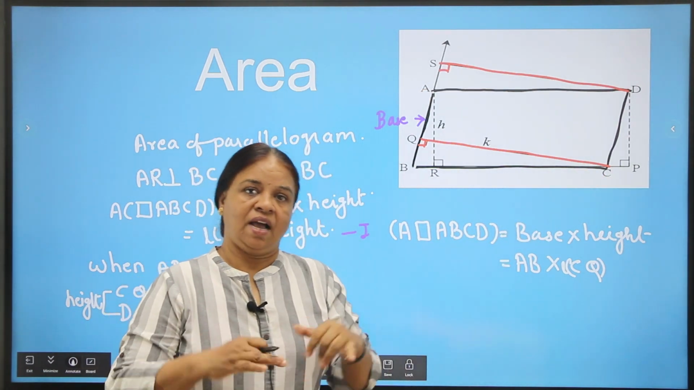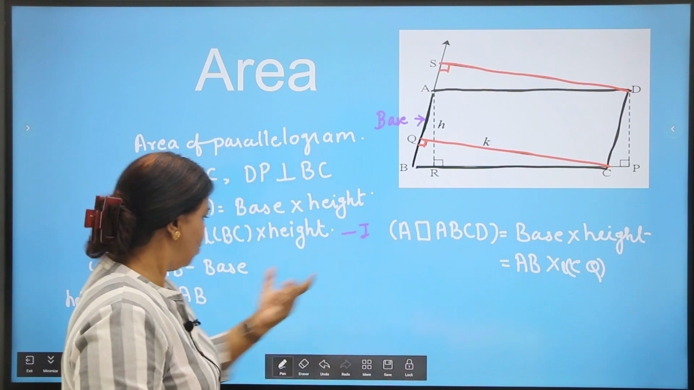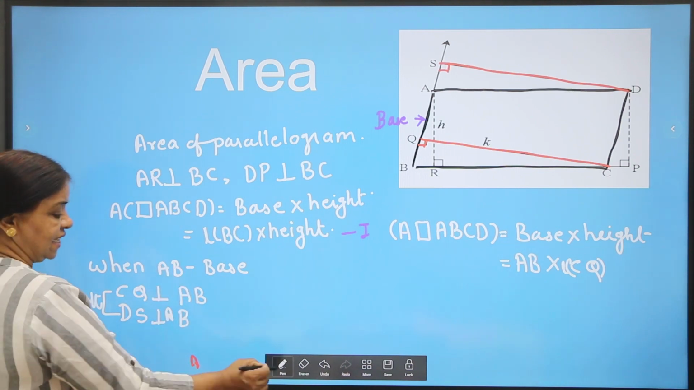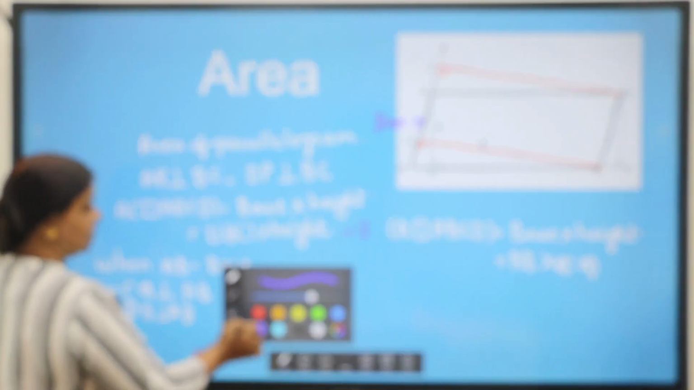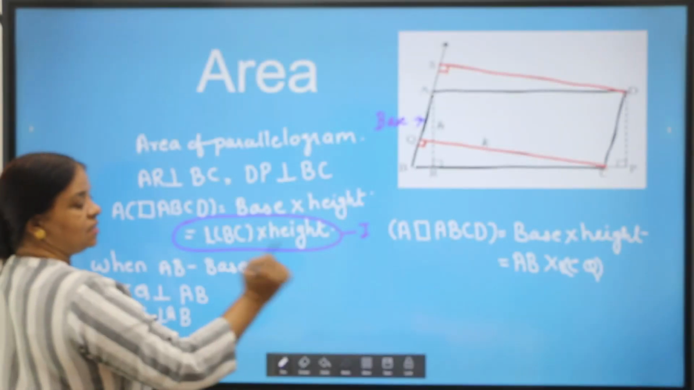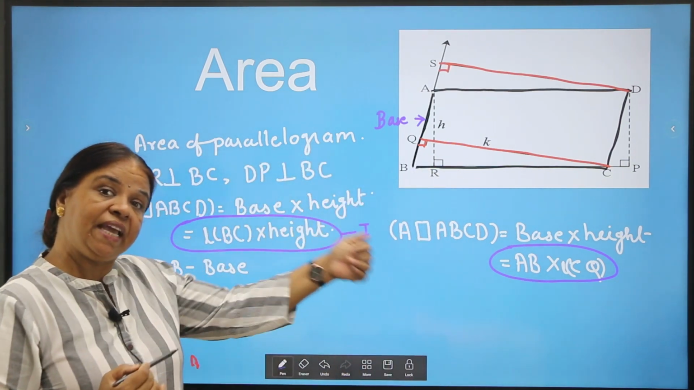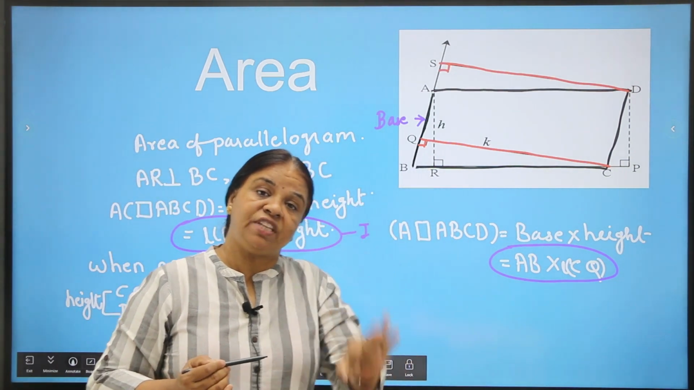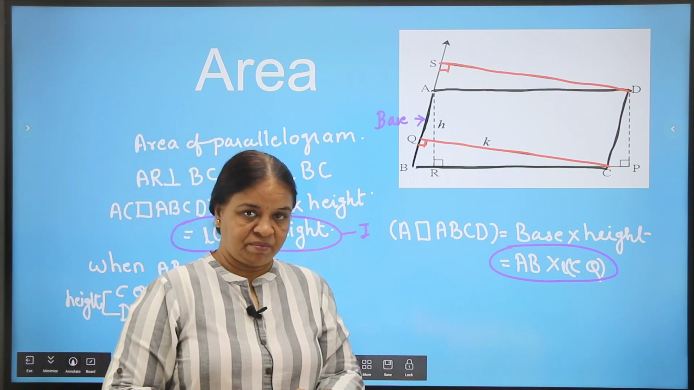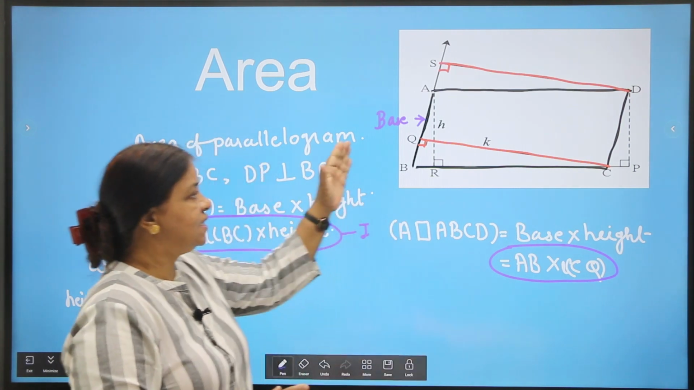Base may change, height may change, but the parallelogram remains the same. So area will also remain the same. So what we can say? We can say that this area and this area will be equal, because these two areas are the area of the same parallelogram. Height may change every time, base may change every time, but the parallelogram remains the same.